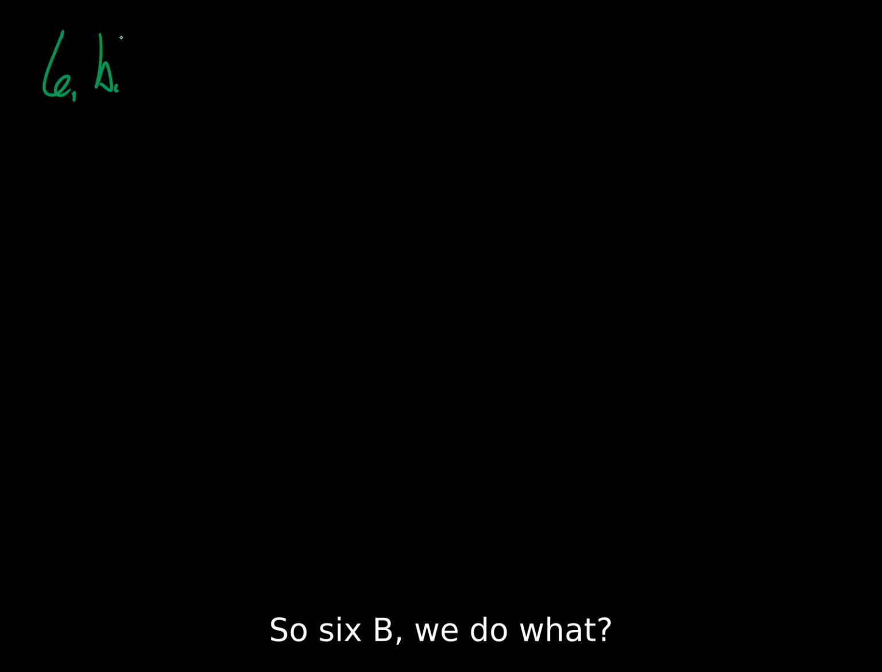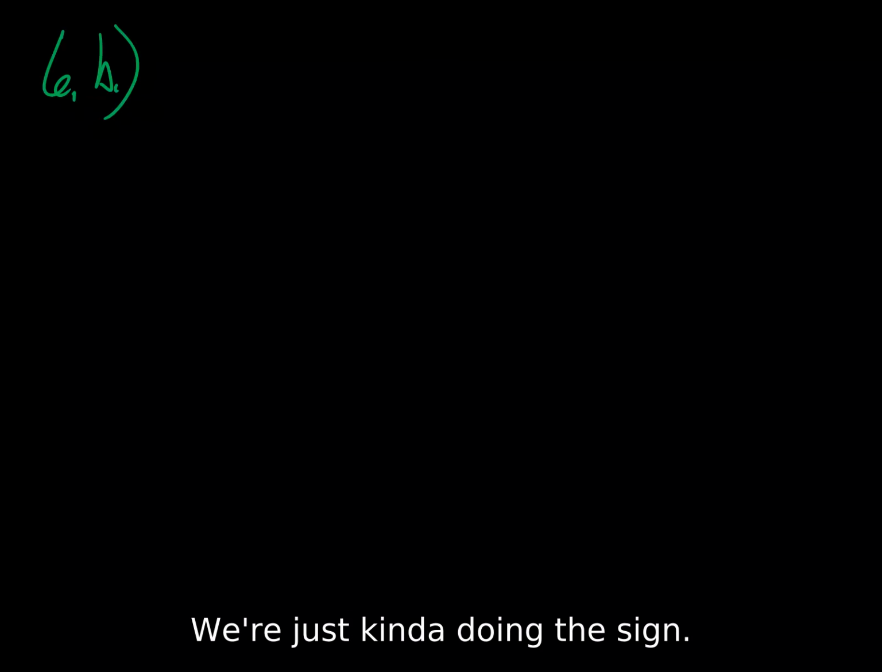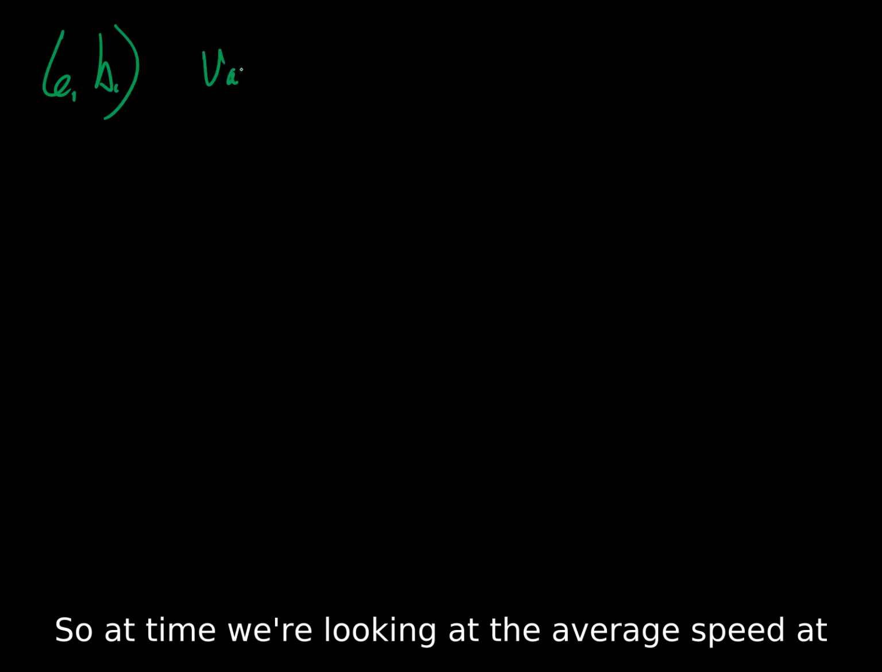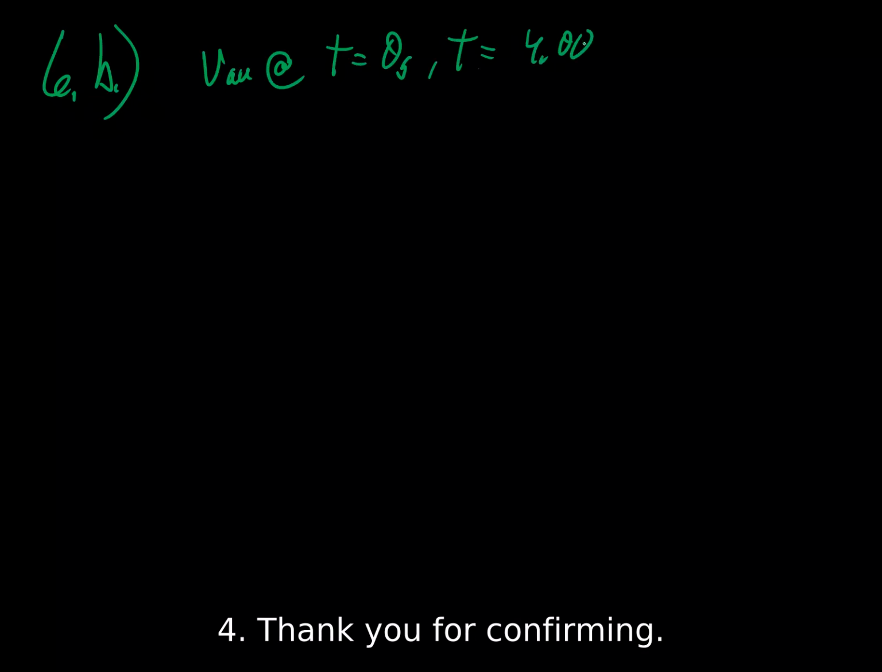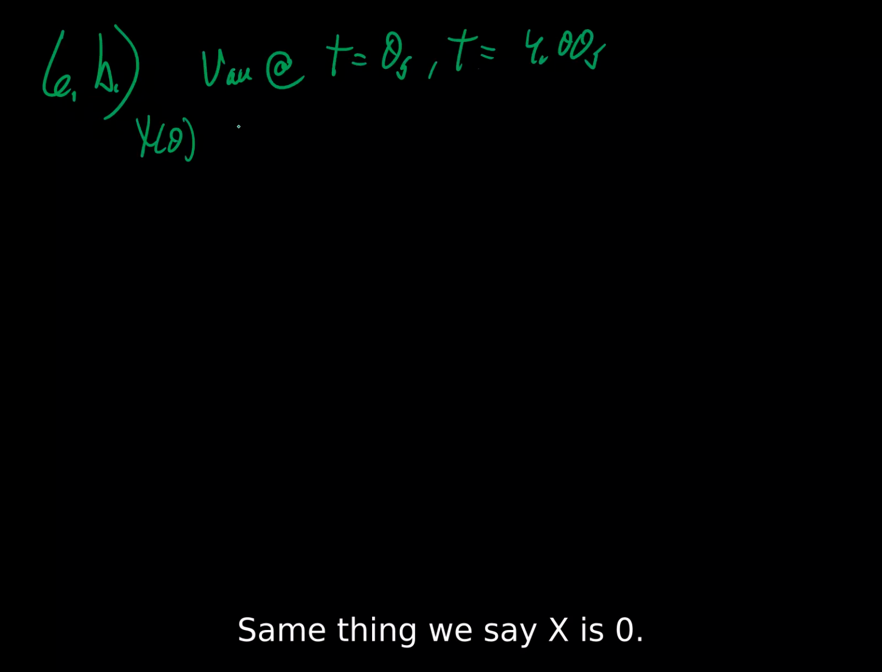All right. Now let's look at part B. So 6B, we do what? Well, guys, we're doing basically the same thing. We got time interval 0 to what? 4 seconds. So we're looking at the average speed from time 0 seconds to time 4.00 seconds. Thank you for confirming. Okay. Same thing. We say x is 0.